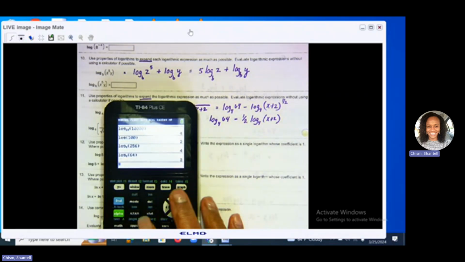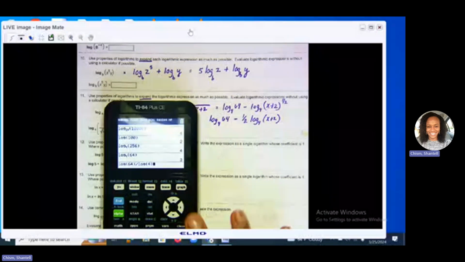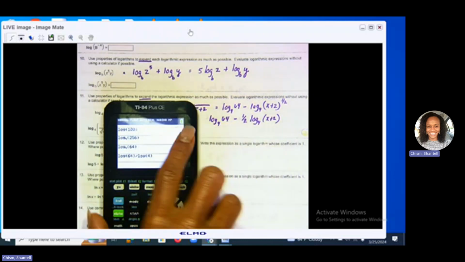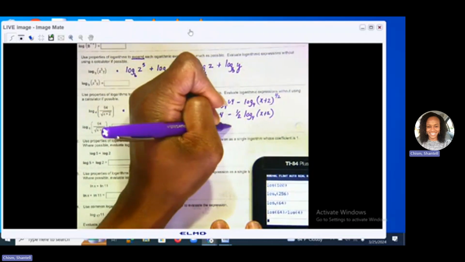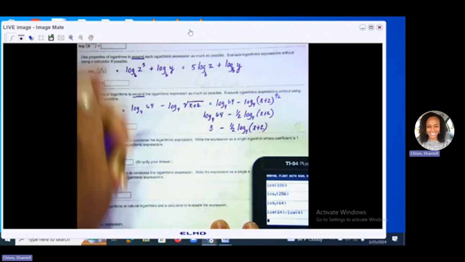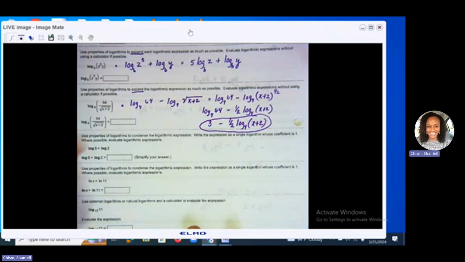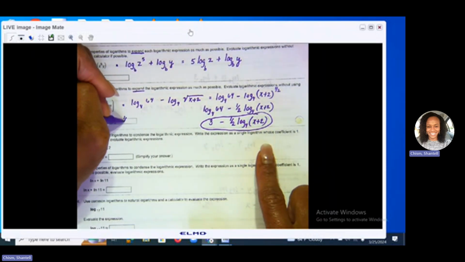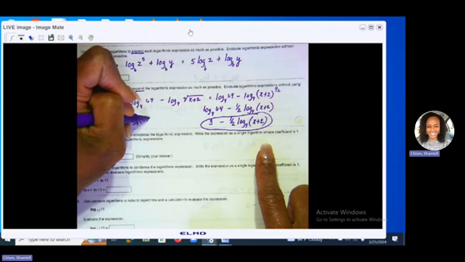Okay. Remember, if you don't have that shortcut key, you can put it in as log of 64 divided by log of 4. And it'll give you 3. Okay. So 4 raised to what power gives you 64? 4 to the 3rd power. So log base 4 of 64 would be 3. And then we have minus 1/2 log base 4 of x plus 2. This whole thing here is your answer. Nothing else you can do. That is your answer. You cannot simplify that any further because it's x plus 2. So that is your answer. 3 minus 1/2 log base 4 of x plus 2.